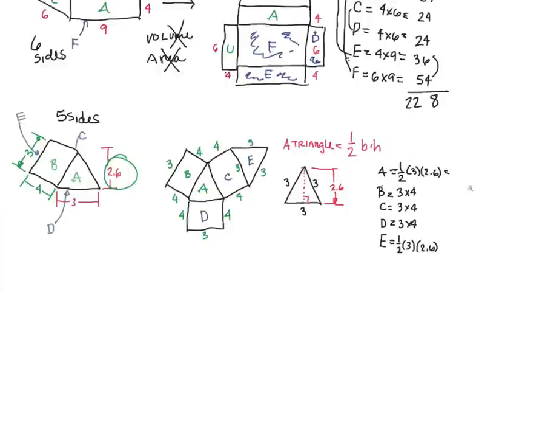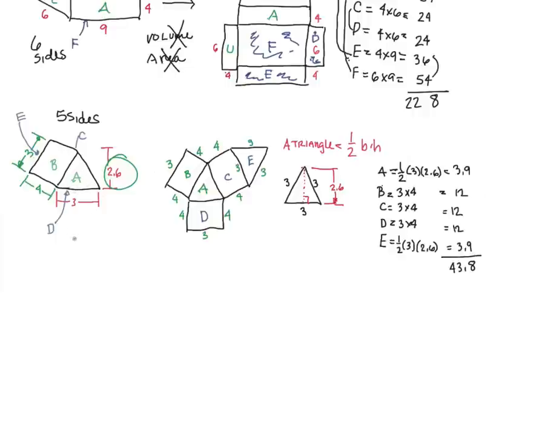And this, of course, is 3 times 2.6, that's 7.8, and half of that is 3.9. And then we've got 3.9 again, and that's going to give us 43.8. Okay, so I hope this makes sense, okay?